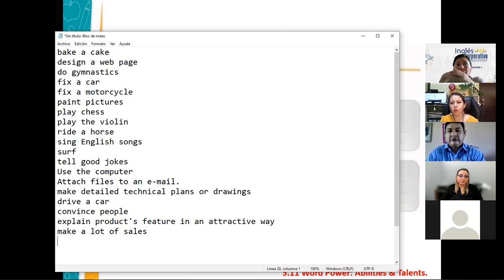Carpenter. Vaya, pero carpenter es la persona. ¿Cuál sería la habilidad? Acuérdese que esto es para abilities, right? Diseñar muebles, hacer muebles. Okay, design furniture.